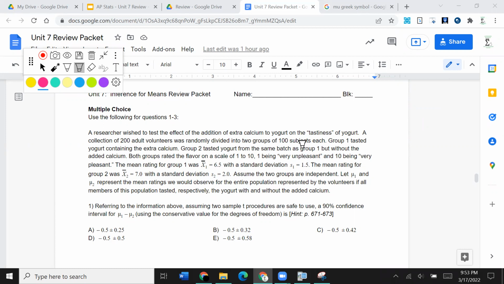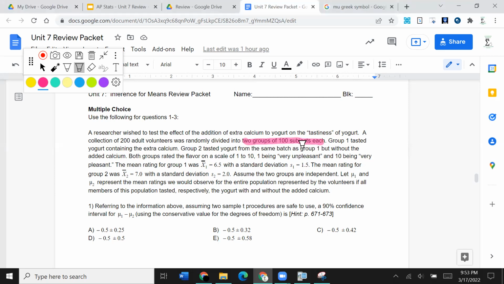A researcher wished to test the effect of the addition of extra calcium to yogurt on the tastiness of yogurt. A collection of 200 adult volunteers was randomly divided into 2 groups of 100 subjects each. We got 2 groups of 100 subjects each. Group 1 tasted yogurt containing the extra calcium. Group 2 tasted yogurt from the same batch as Group 1 without the added calcium.